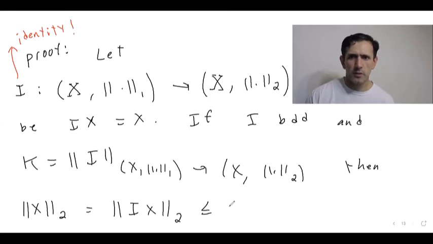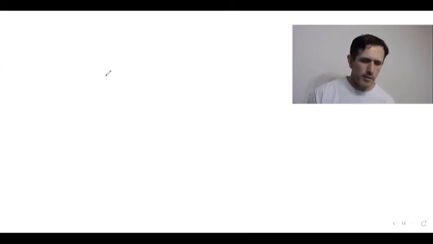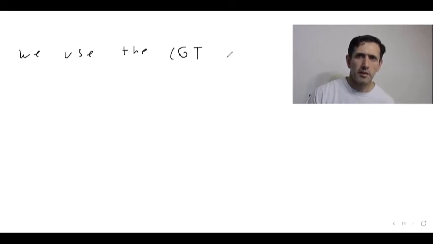So this is less than or equal to the operator norm K times the norm of x in your first space, which is just this here. That's exactly what we need to prove. Okay? So this is our task, to prove that I is bounded. And we do that by the closed graph theorem. So let's use the closed graph theorem.